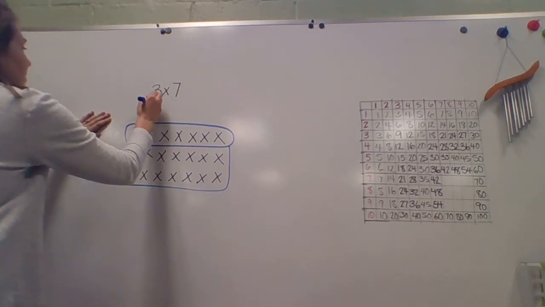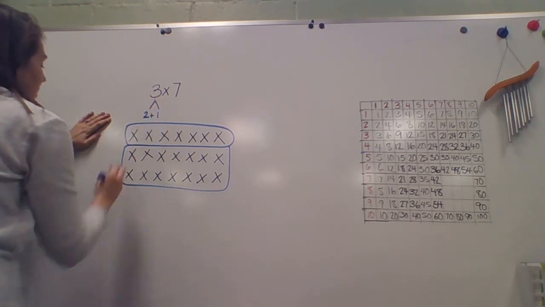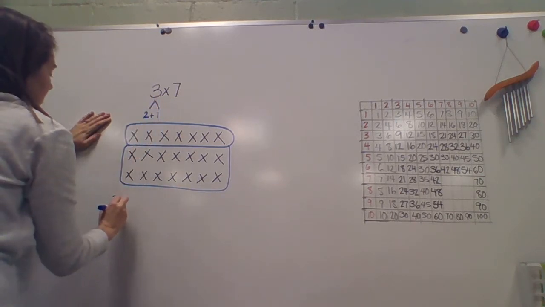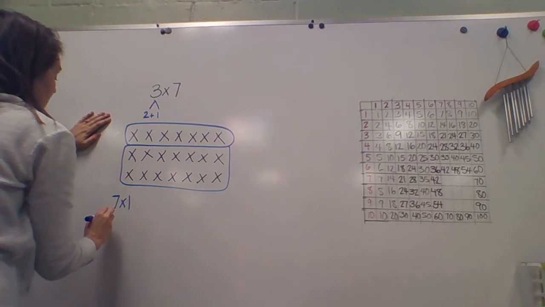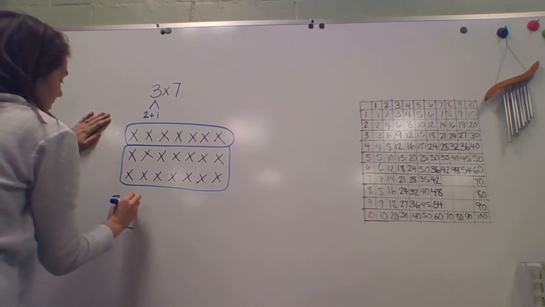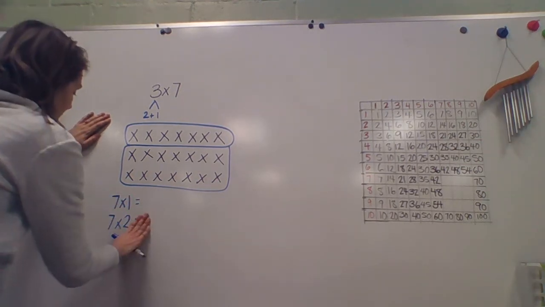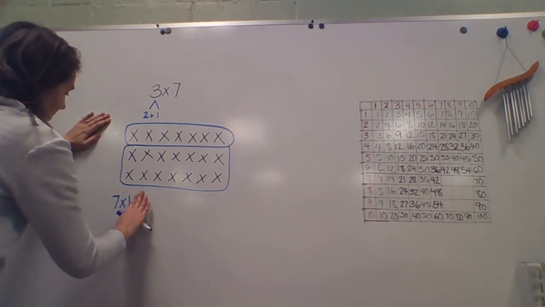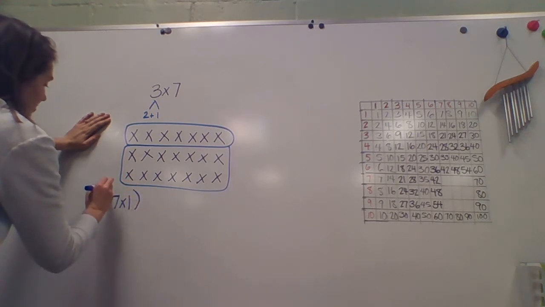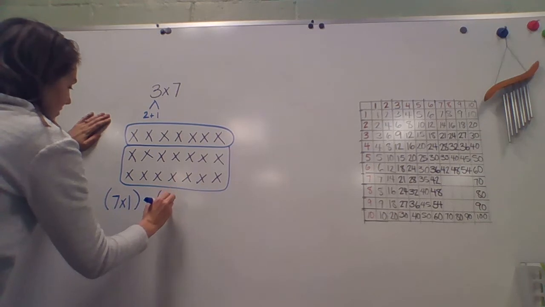I'm thinking of my 3 as 2 and 1. So now I have 7 times 1 and 7 times 2. So my equation might look something like this. I'm going to actually rewrite it and say that I have 7 times 1, I'm adding 7 times 2.